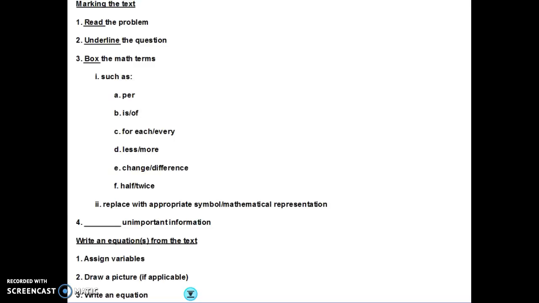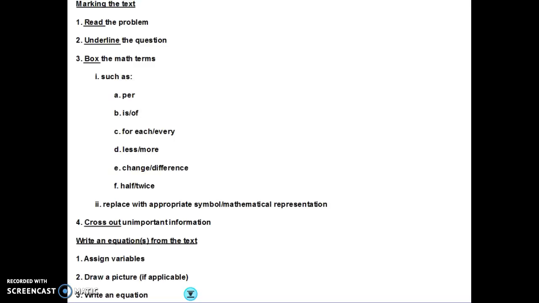After you box the math terms, we are going to replace them with the appropriate symbol and or mathematical representation. Step number 4, we cross out unimportant information. So after we've underlined the question and boxed the math terms, replacing them with appropriate symbols, we can then eliminate any excess information that's not going to help us as we proceed through our work.